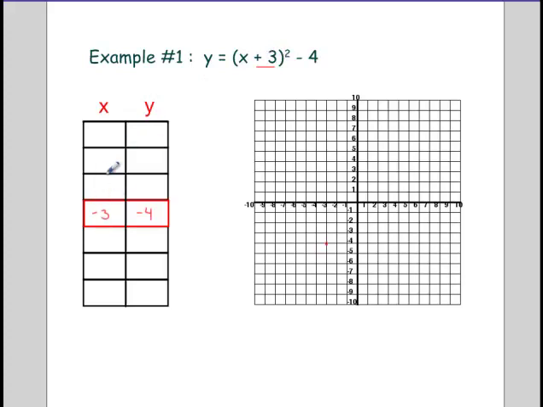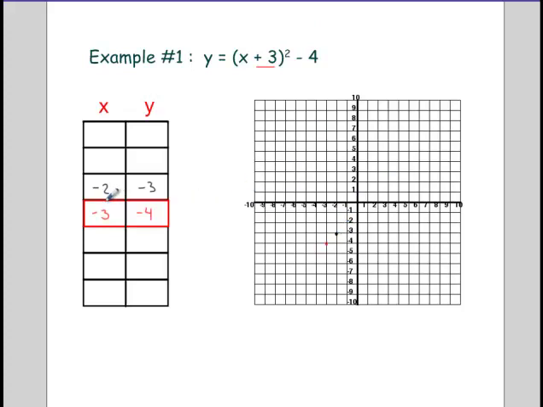I want to pick the next x values above and below, or left and right, of the negative 3. So I'm going to plug in negative 2. Now add 3 to negative 2 and you get 1. Square the 1, it's 1. And then I have 1 minus 4. 1 minus 4 is negative 3. So negative 2, negative 3, that's right here.